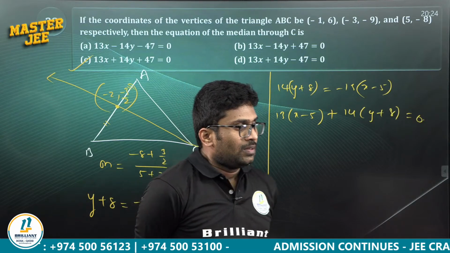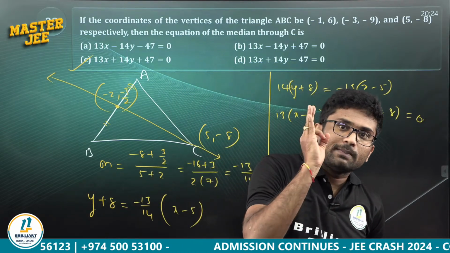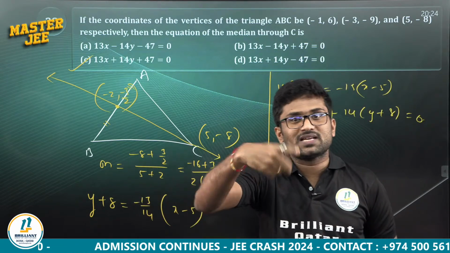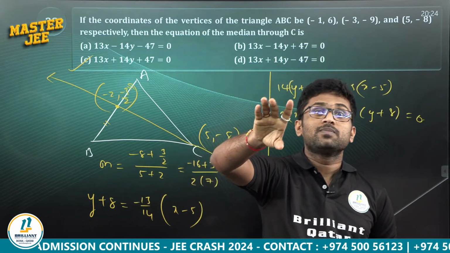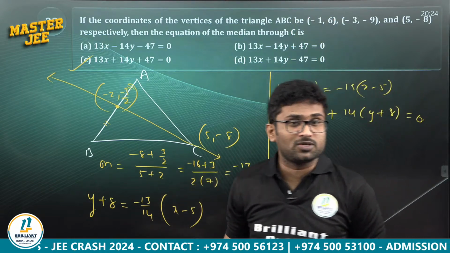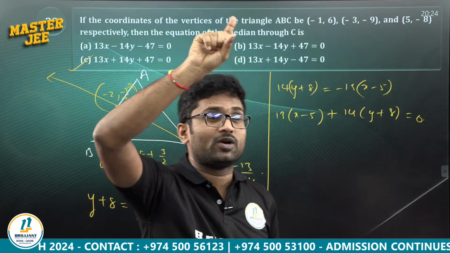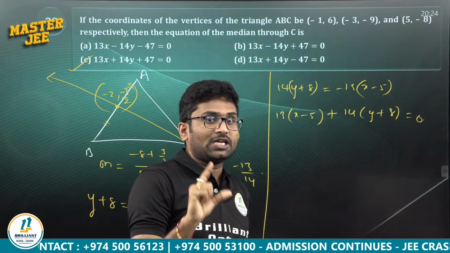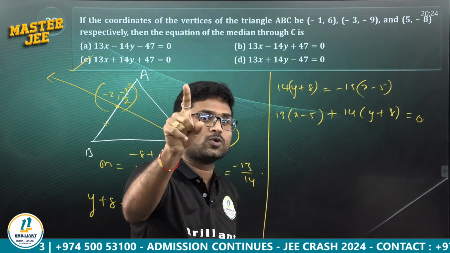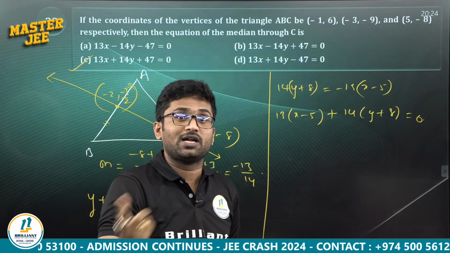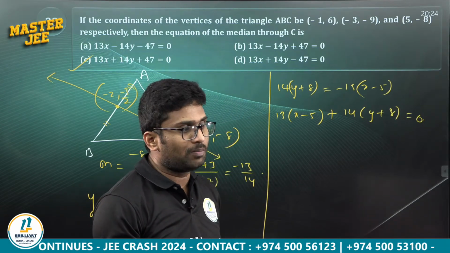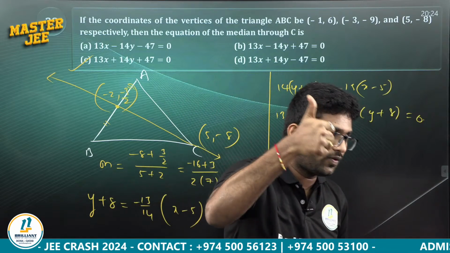Very good, Ruben. That's it. See, median means the line passing through a vertex and the midpoint of the opposite side. Whereas altitude is the line passing through a vertex and perpendicular to the opposite side. Altitude will be perpendicular, but a median may or may not be perpendicular. A median has to pass through the midpoint of the opposite side, but an altitude should be perpendicular to the opposite side. It may or may not pass through the midpoint. Very good, friends.